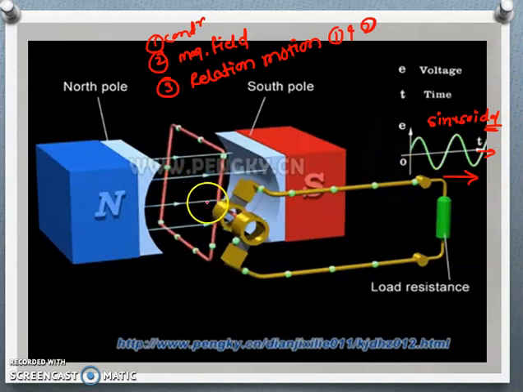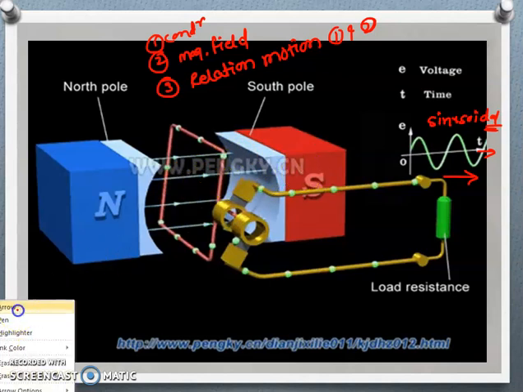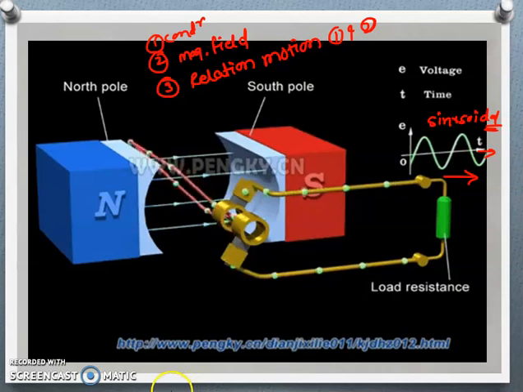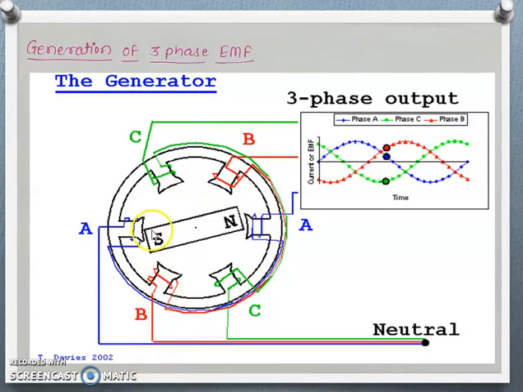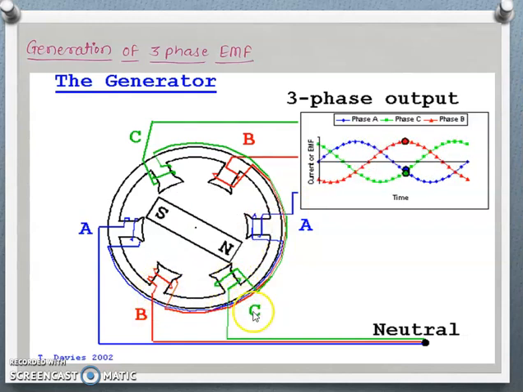Suppose we place 3 conductors or 3 coils inside this magnetic field, then what will happen? We will get the 3-phase waveform. Observe here, this is the magnet, and these are the 3 coils placed. This is the red one, indicated by A, this blue coil is indicated by B, and this green is indicated by C. These are the 3 coils placed in a magnetic field produced by this magnet.